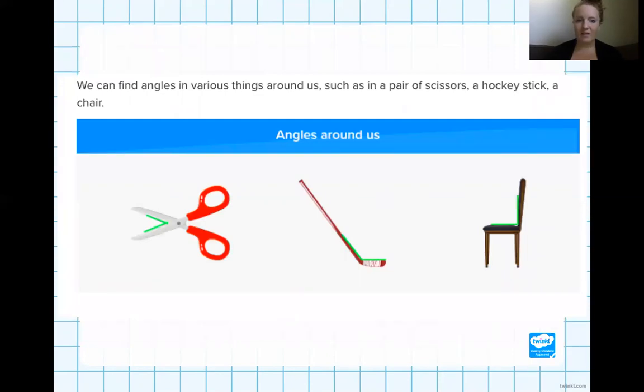Angles, like I said, we can find them everywhere. A pair of scissors, if you open them, can make different types of angles. You could see that would be an arm, that would be an arm, and there's the vertex in the middle, and here is the angle. A hockey stick, here's the point where it's meeting, and the angle here. A chair, you have lots of different angles. Your seat, where the legs meet, etc. Could go on and on and on.